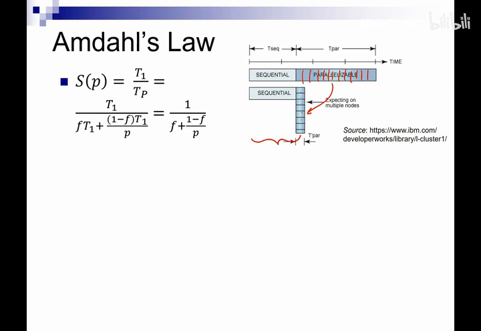Now once we know the parallel running time t sub p, we can look at the speed up that we get, the relative speed up. This is computed by comparing t sub p with t sub 1. So you do t sub 1 divided by t sub p, and if you simplify by dividing out t1, you get that your speed up is equal to 1 divided by f plus something.